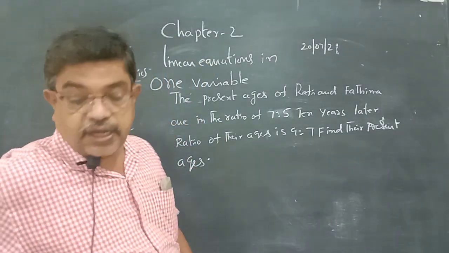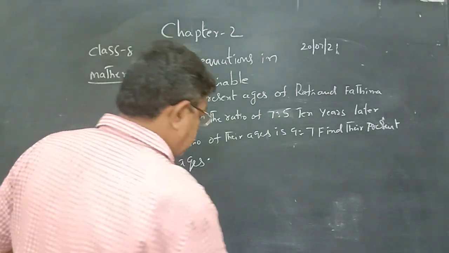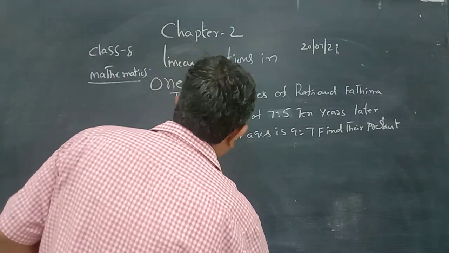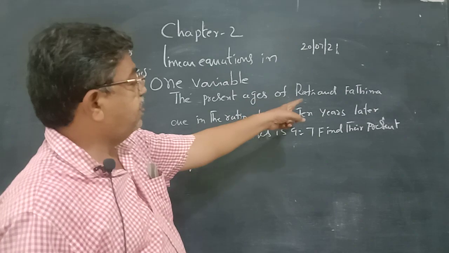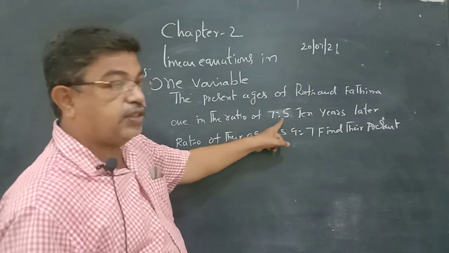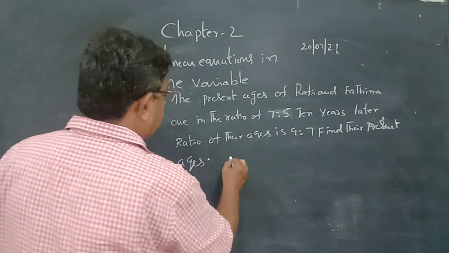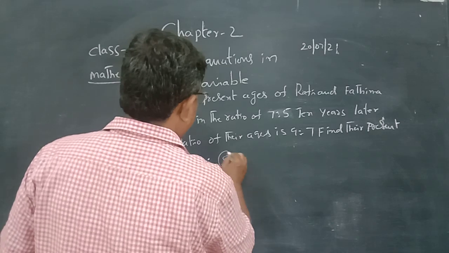So, this is the problem we have. We are going to solve this. Read the question first. Present ages of Rafi and Fatima are in the ratio of 7:5. That is the first step. We start with that. Solution I will write here.